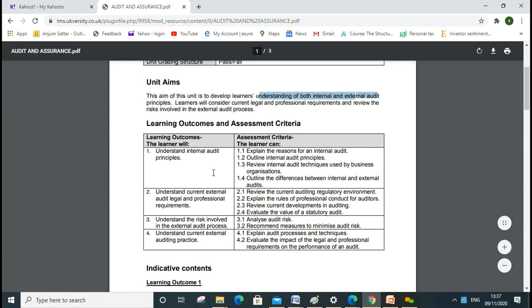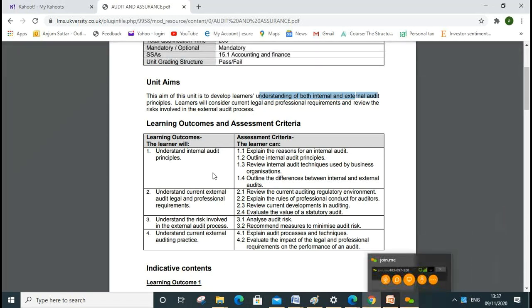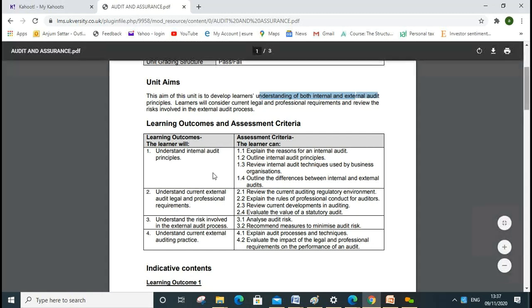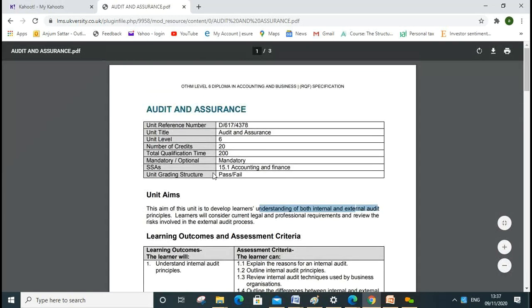What is the difference between internal and external? What do you think? Internal is basically within the company, whereas external is how it relates to the stakeholders who are interested. Okay, brilliant. External is outside, internal is within a company. And the learner will consider the legal and professional requirements to review the risks involved in the external audit process. So that's the key purpose.